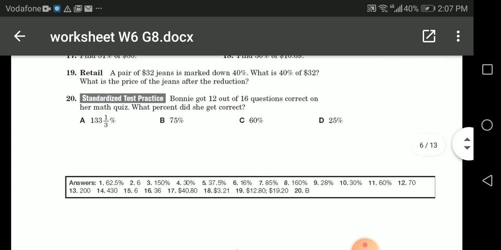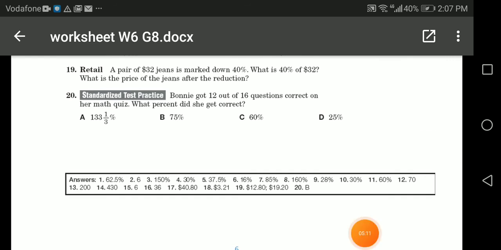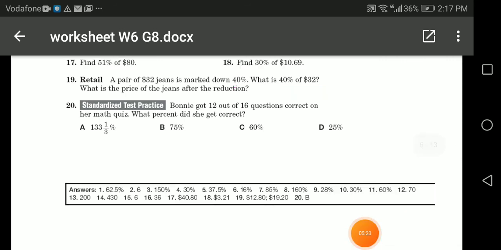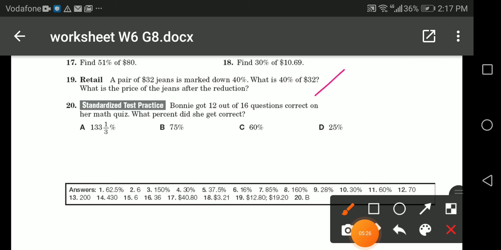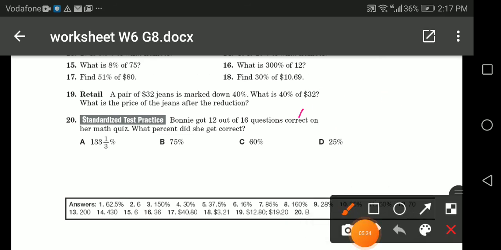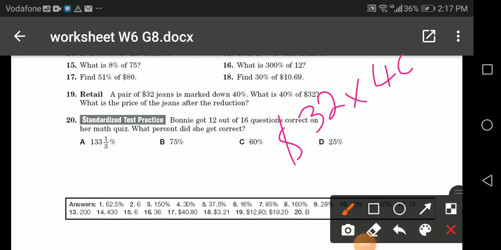Okay, what about the word problem here, guys? A pair of $32 jeans is marked down 40%. What is 40% of 32? Very good question. So in this question, how can I do it? I have here 40% of 32. So 32, I will write here $32 multiply what 40%, it's 40 over 100.